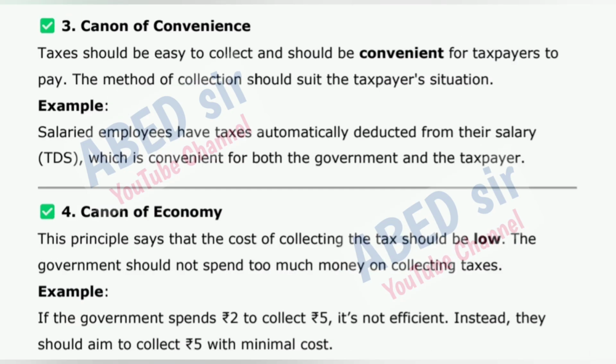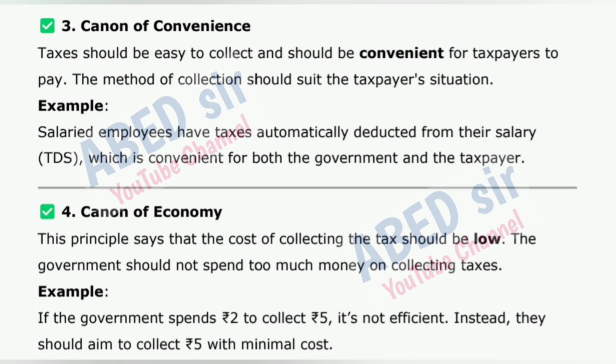3. Canon of convenience. Taxes should be easy to collect and should be convenient for taxpayers to pay. The method of collection should suit the taxpayer's situation. Example: salaried employees have taxes automatically deducted from their salary, TDS, which is convenient for both the government and the taxpayer. 4. Canon of economy.